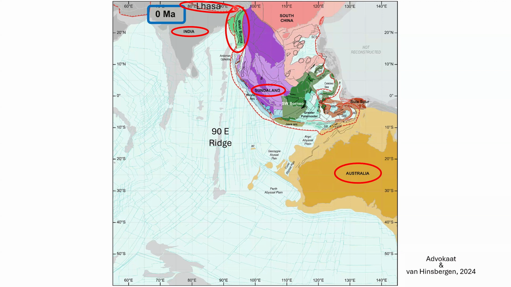This area up here, northern part of India, or just north of the Indian continent, is called Lhasa. This is quite important because it's an area that has been the site of collision for maybe 50 or 60 million years. And we'll talk about the importance of that as we move through the system.